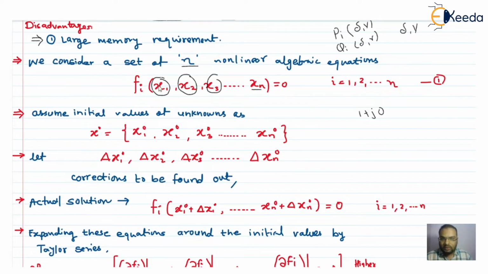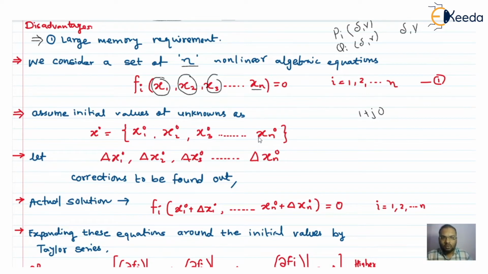Suppose these variables are having initial values. See, this power 0 indicates it is an assumed value, or these are the initial values. So this is the vector having these variables x1 naught, x2 naught, x3 naught up to xn naught. This power naught indicates these are the assumed initial values.